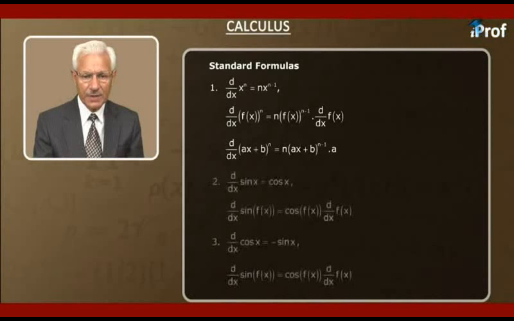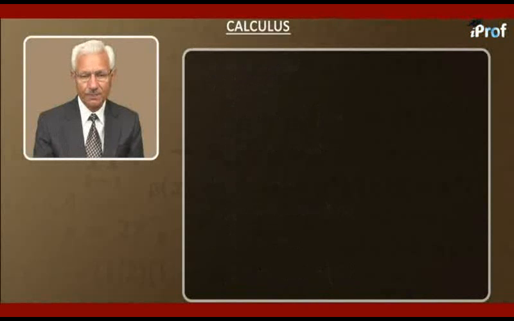Second, d by dx of sin x becomes cos x, or d by dx of sin of f(x) becomes cos of f(x) into d by dx of f(x). Third, d by dx of cos x, that is the derivative of cos x, is minus sin x. That implies d by dx of cos of f(x) is equal to minus sin of f(x) into d by dx of f(x).